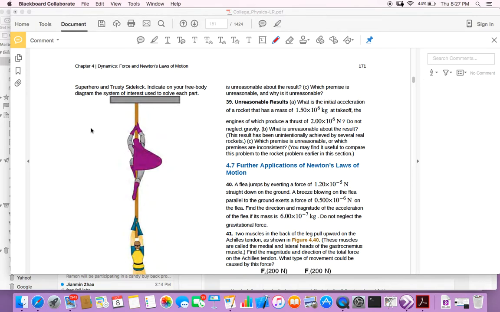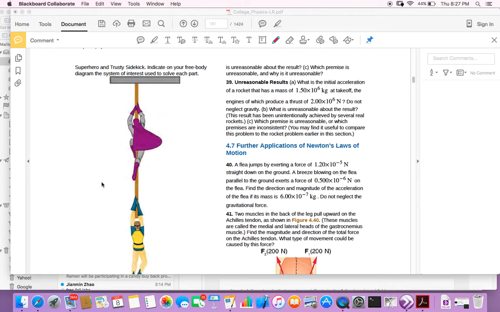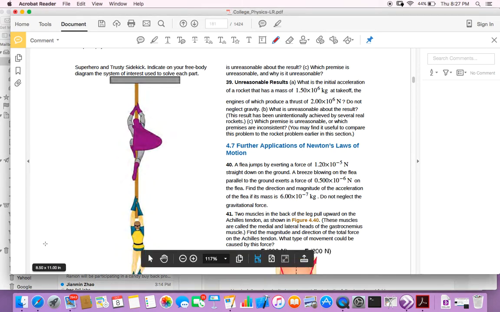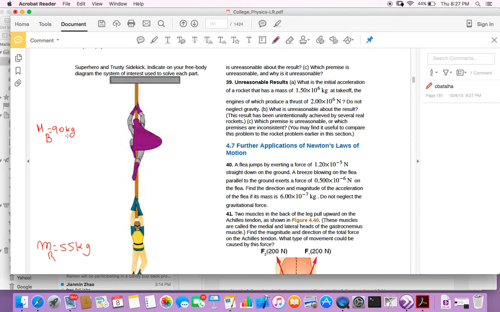Somebody asked me to do this problem, so I'll take the opportunity and work on it. Basically, the situation is you have Mr. Robin. His mass is 55 kilograms. Mr. Batman has a mass of 90 kilograms. And they are not moving.